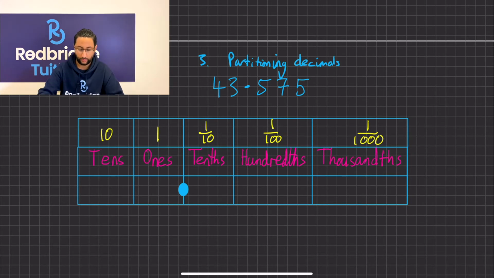So let's say something was 14 pounds and 45 pence.